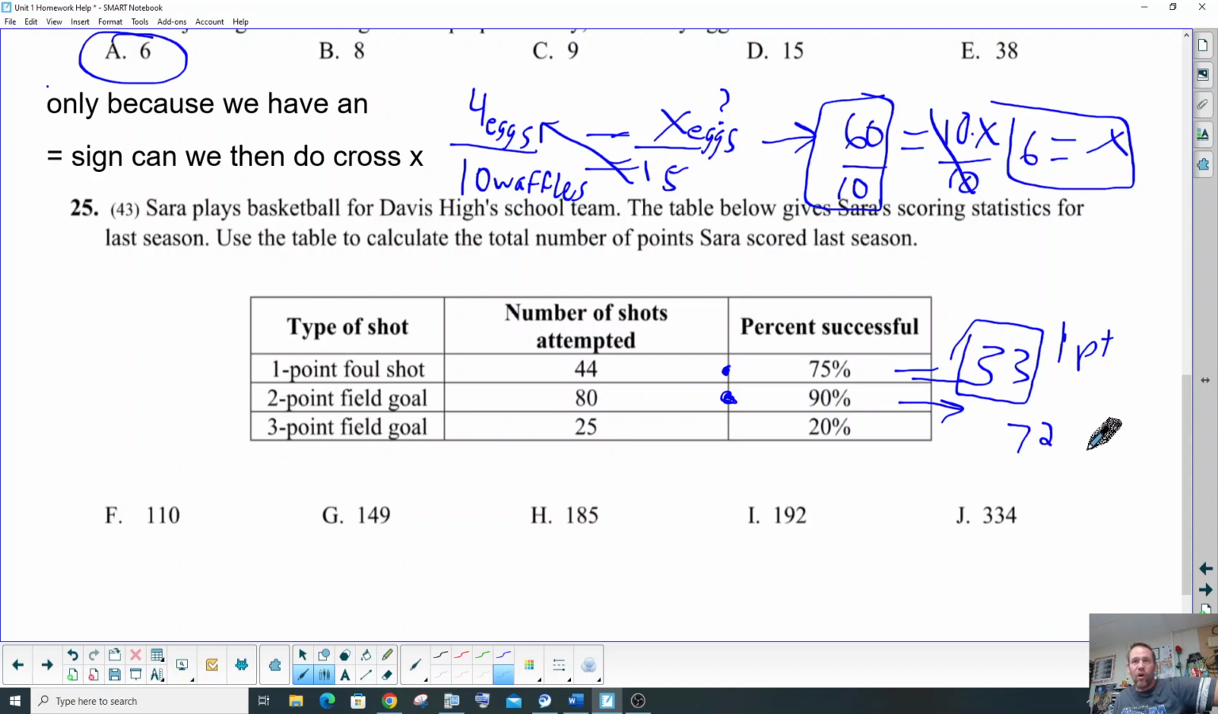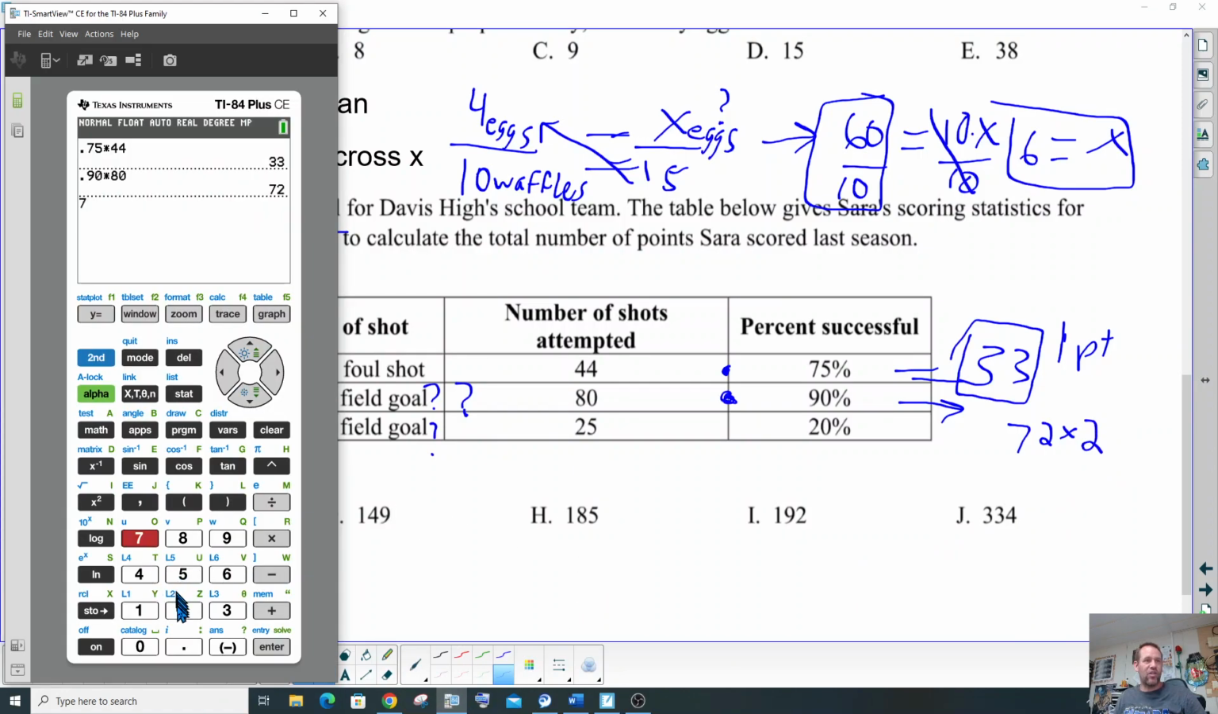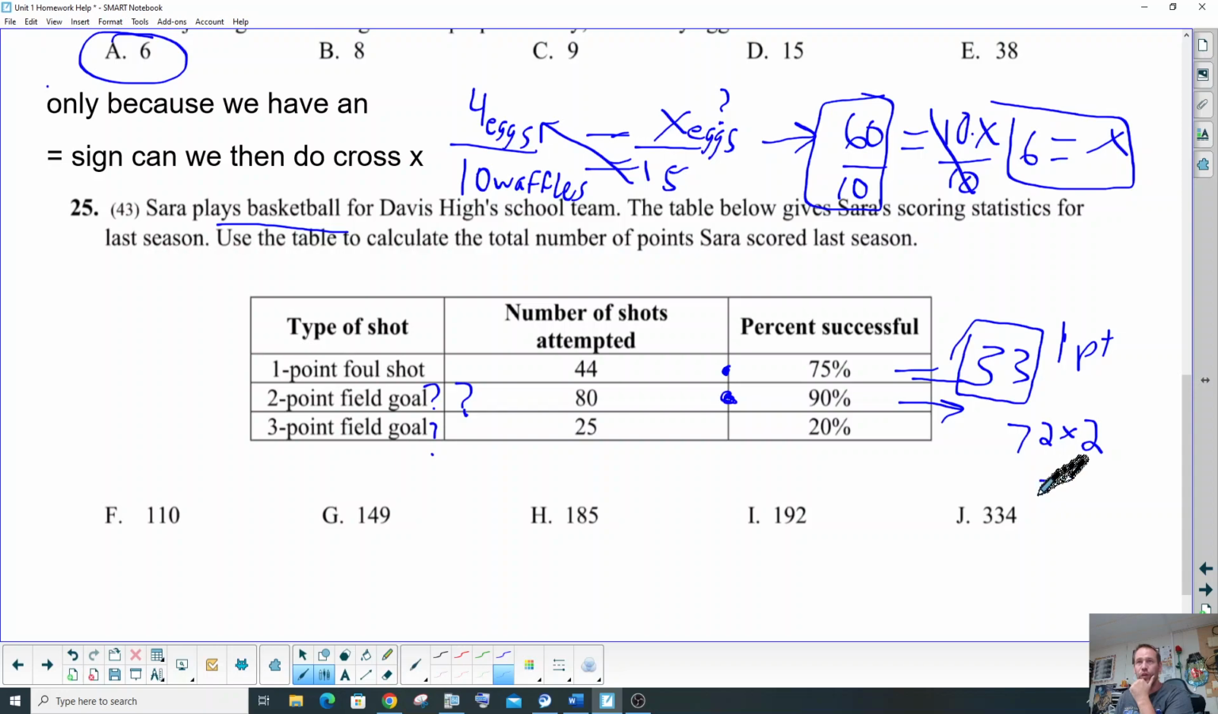And then let's see. Oh, interesting. So 72 of those shots were 2 points. So total number of points, that's going to be 72 times 2-point field goal. Field goal? What the? That's football. Anyways, it's supposed to be basketball. So that's 72 times 2, so that's going to be 144 points she got there, right?